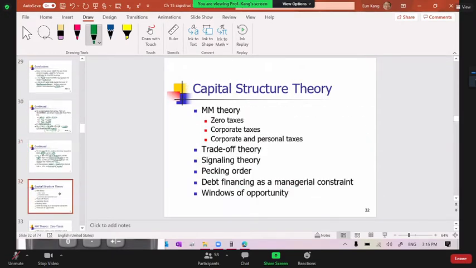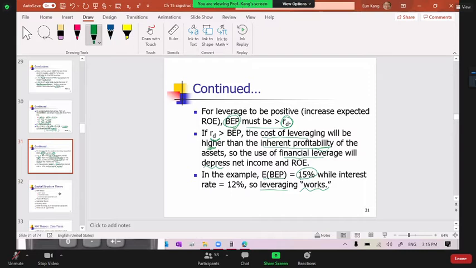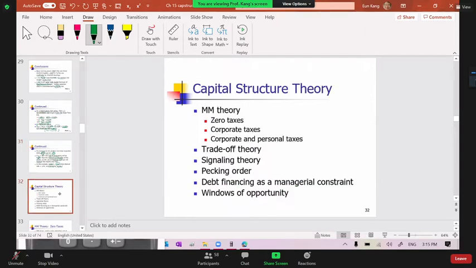So we know that borrowing money is not always good. It has to be that your BEP has to be greater than the cost of debt. Yeah, that's the bottom line. So that's the implication from our exercises. So given those basic facts, it's now time to talk about some theories.